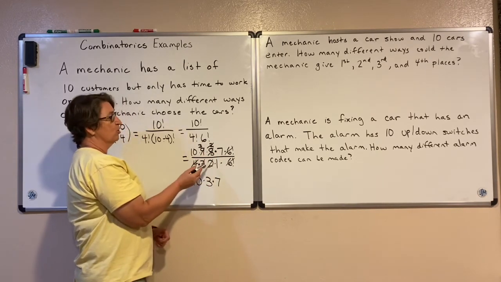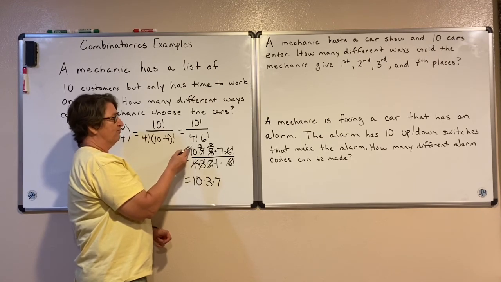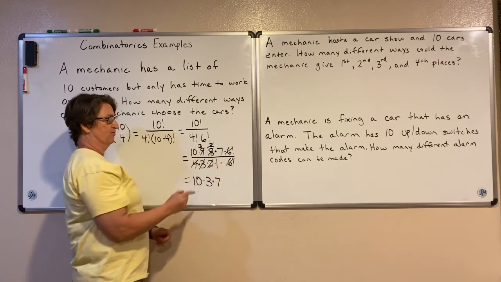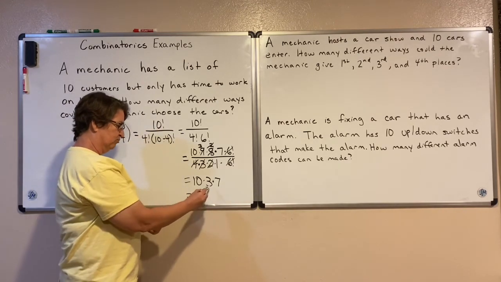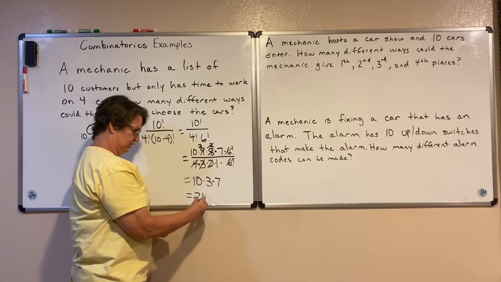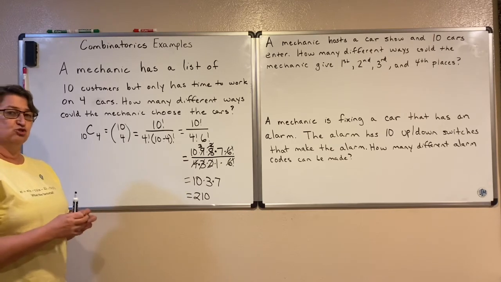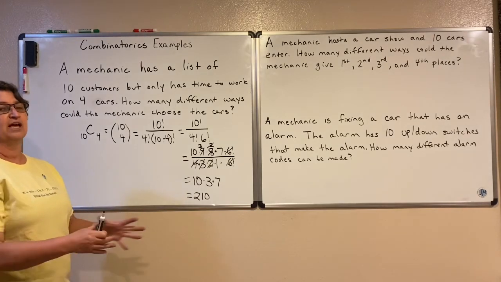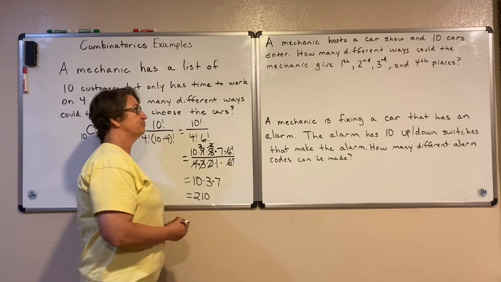But maybe you were left with this 2 went into that 10 5 times, so maybe you had 5 times 3 times 2 times 7. We'll end up with the same answer either way. Now I just multiply. 3 times 7 is 21, times 10 is 210. So there are 210 different ways that he could group those 4 cars out of the 10 to put on his list to fix the cars with.